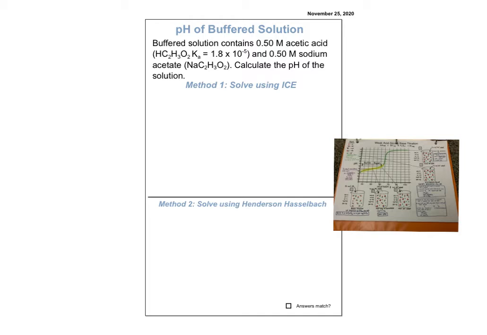Okay, so a buffered solution contains 0.5 molar acetic acid, which is not one of my strong acids. There's the formula and the Ka value, and 0.5 molar sodium acetate. So I don't care about the sodium. It comes from sodium hydroxide, which is strong, so sodium does not have any acid-base properties. It's a spectator ion. So what I see is a weak acid and its conjugate base, C2H3O2-. That's the acetate polyatomic. Calculate the pH.